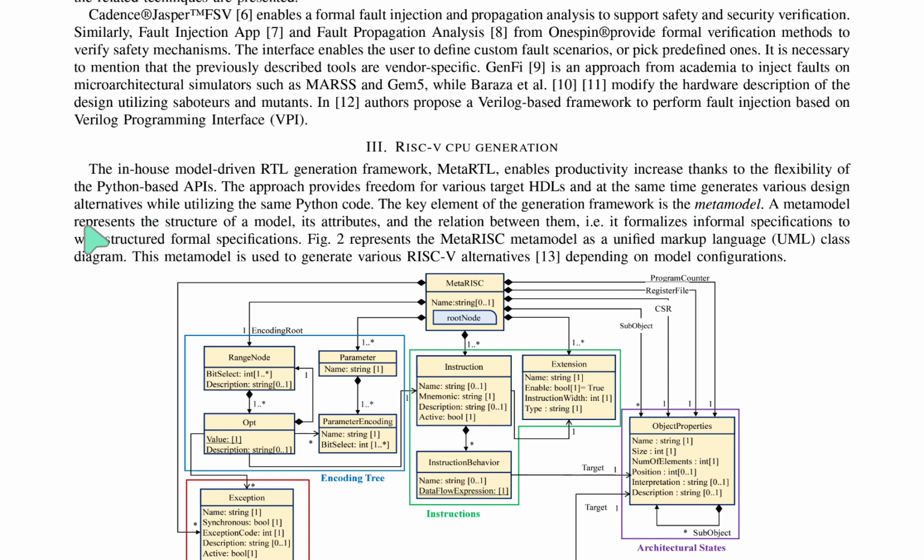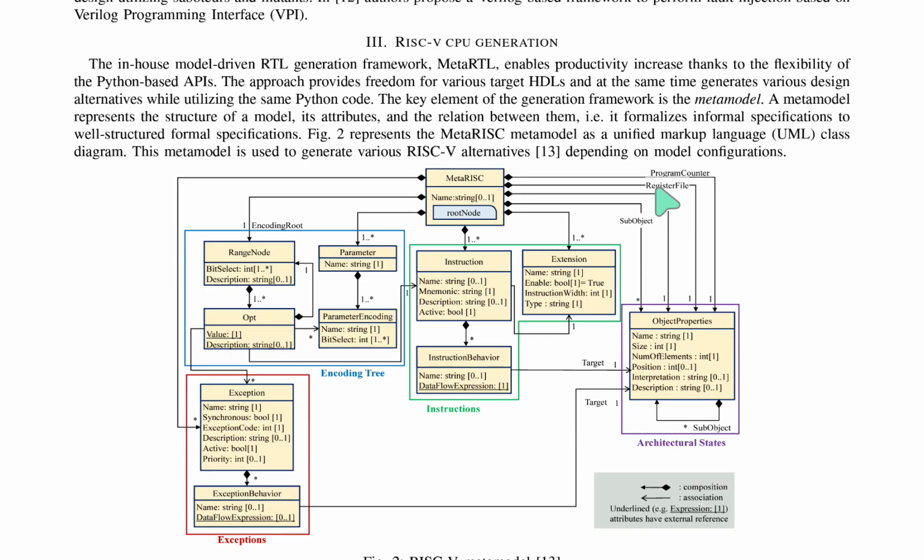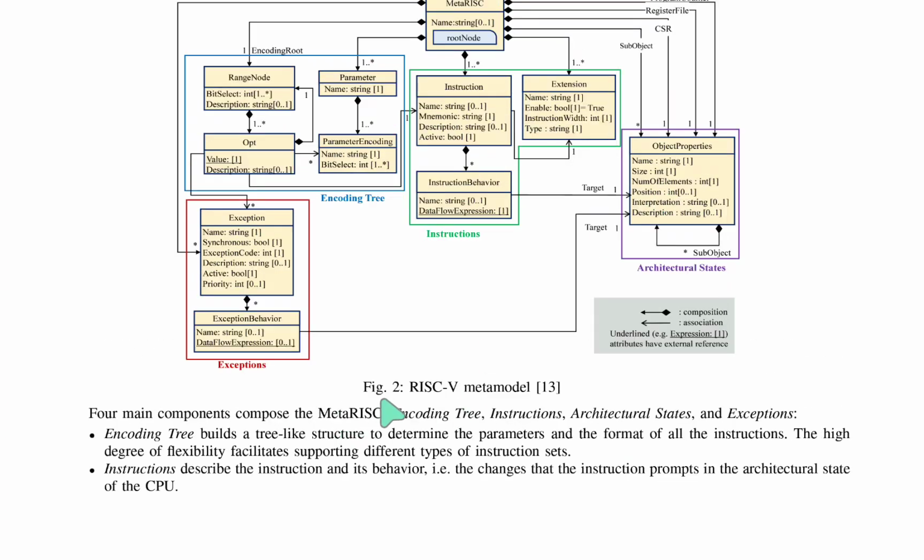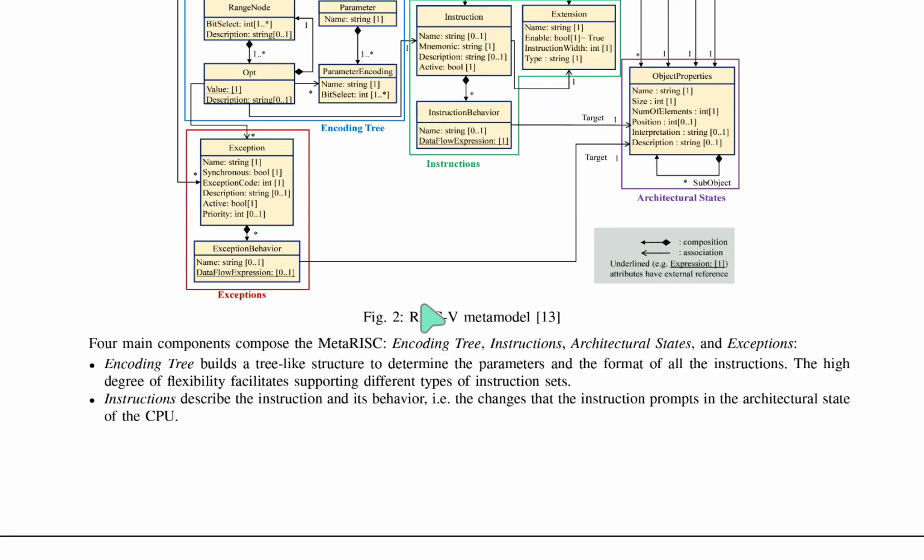A meta model represents the structure of a model, its attributes and the relations between them. That is, it formalizes the informal specification into a well-structured formal specification. Figure 2 presents the RISC-V meta model as a unified modeling language UML class diagram. This meta model is used to generate various RISC-V alternatives depending on the model configuration.